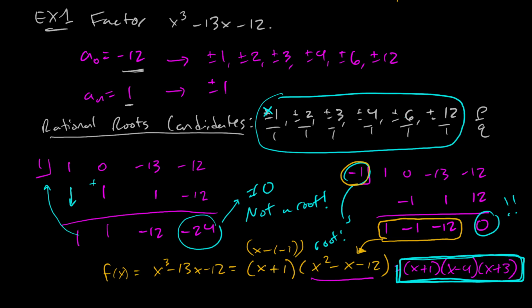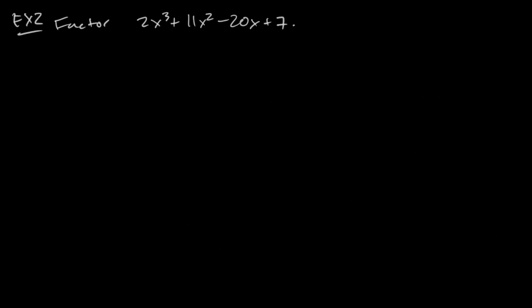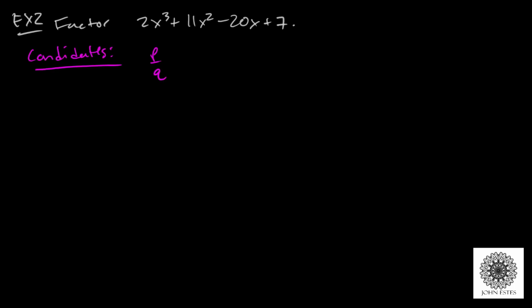Alright, so let's look at one more example. So this time we want to factor 2x cubed plus 11x squared minus 20x plus 7. And again, I don't have any indication on what the right way to do this is. So let's just create a candidate list. Okay, so remember we're talking about p's and q's. And remember the p, the numerator, divides what? Divides the constant term. My p list could be things that divide 7. There's not a lot that can divide 7. How about plus or minus 1 and plus or minus 7?